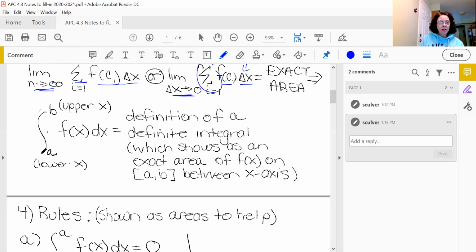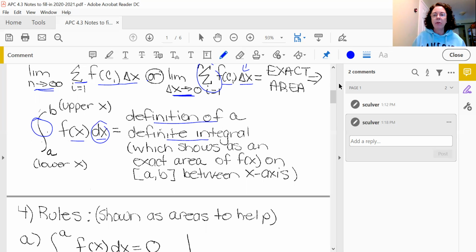Here's our integral. We have a lower x equals a, an upper x equals b. We have the base and the height of a rectangle. Again, another good reason why the dx is paired with the integral sign. And that is called the definition of a definite integral. It shows us the actual area of the function on a to b between the x-axis.